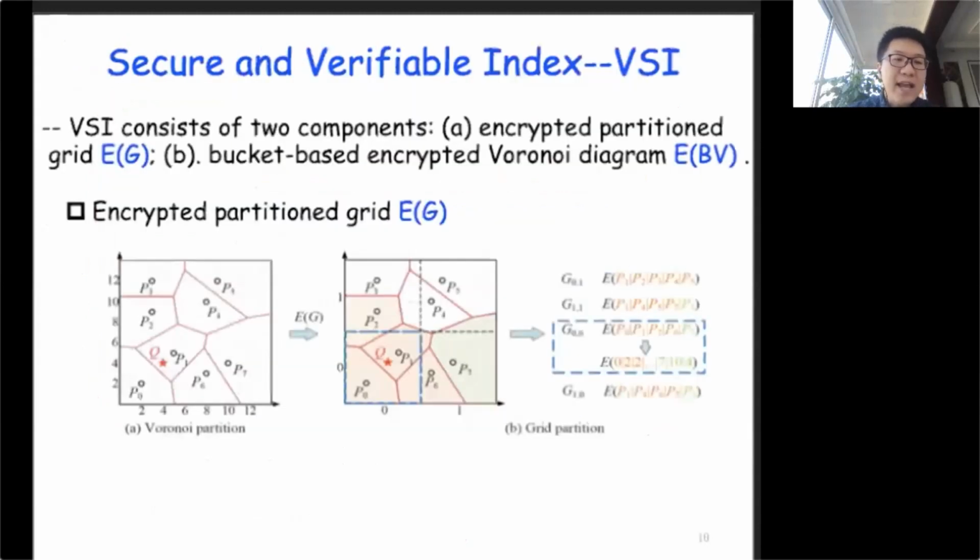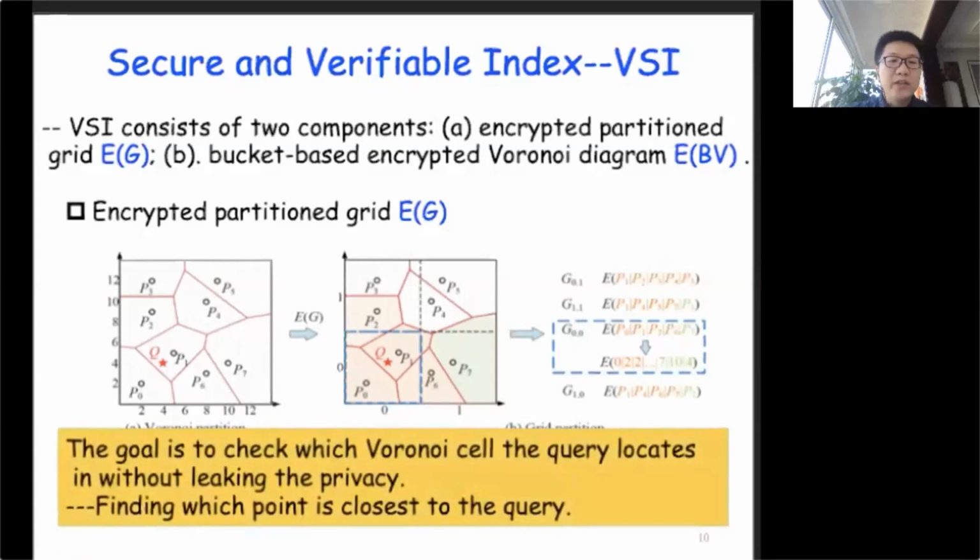Specifically, to support SVkNN, we propose a novel data structure named Secure and Verifiable Index. It consists of 2 components. One is the encrypted partitioned grid, and the other is the bucket-based encrypted Voronoi diagram. For the encrypted partitioned grid, as shown in the figure, the space is first divided into n disjoint convex polygonal regions, and then we partition the diagram into m multiply m grids averagely. For each grid, we record the ID and the spatial coordinate of the overlapped Voronoi cells.